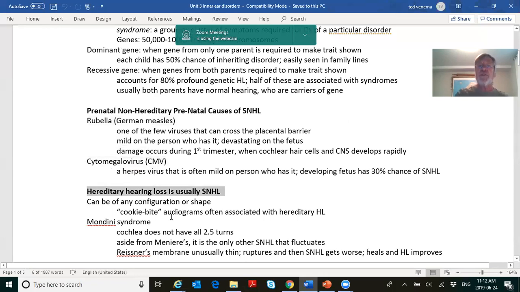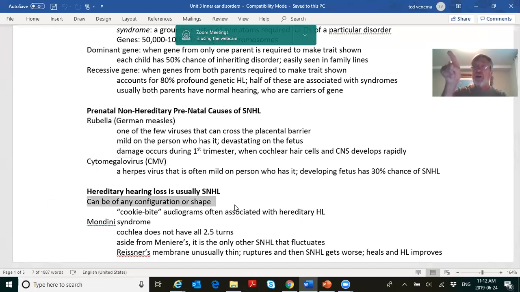Hereditary hearing loss is usually sensory neural. And hereditary hearing loss can be any configuration or shape. It can be cookie bite. Now, what the heck is cookie bite? Well, take a bite out of a cookie and look at the shape. Shaped like a U.